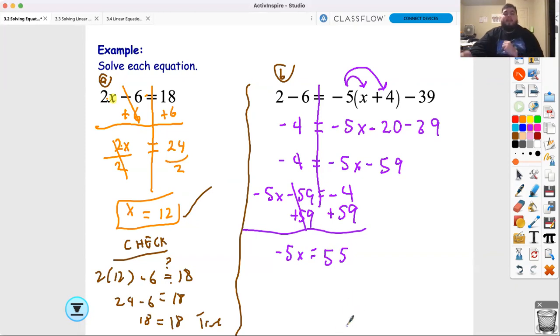Can anyone tell me how we get rid of the -5? Am I gonna add 5, divide -5, divide +5, multiply? Well, how do I get the X by itself now? What's the final step? I'm only asking you these questions because you need to have the confidence in how to solve these things.